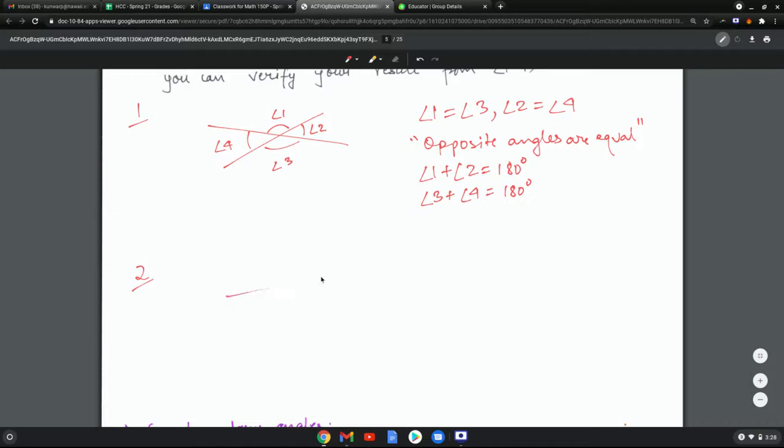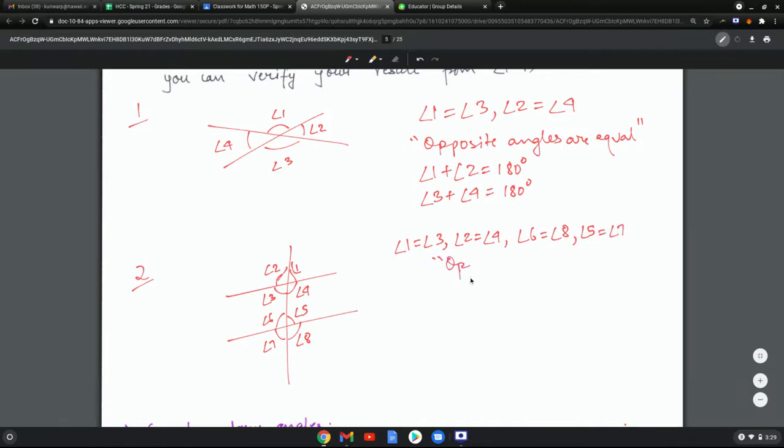In the second activity, you have parallel lines and a transversal, and you have 8 resulting angles. Now, I've changed the labeling here just to emphasize the point that the label doesn't matter. It's the idea that matters, right? So again, we already know opposite angles are equal. So I get 1 equals 3, 2 equals 4, 6 equals 8, and 5 equals 7. This is from the previous idea of opposite angles.